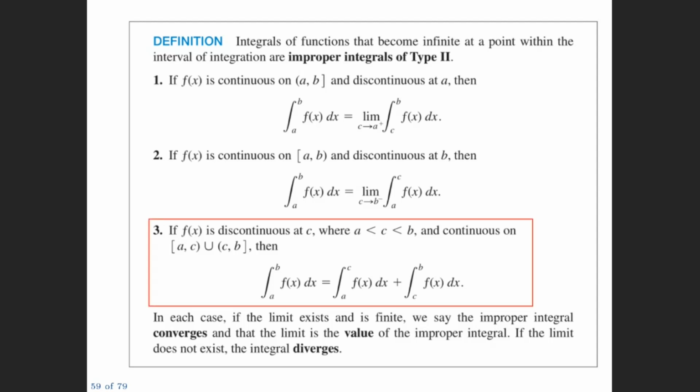And rule 3: if f is discontinuous at a point c in the middle, so it's continuous between a and c, and it's continuous between c and b, but it's not continuous in the middle at c, then we need to split this up into 2 different integrals, and we'll deal with them separately.